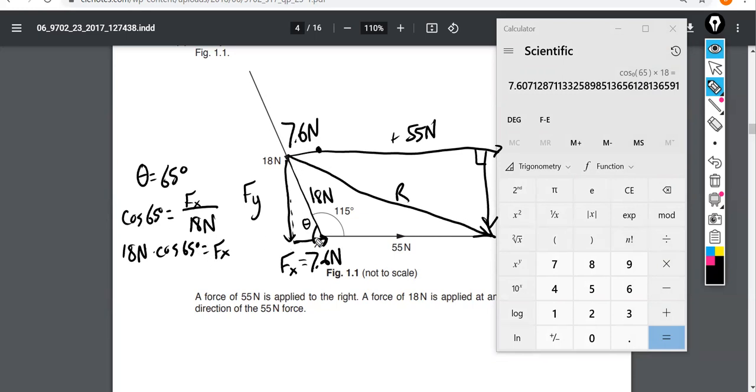The down, the y component of force, is opposite this angle theta. The hypotenuse is still 18. And so here, to solve for this one, I could use the sine function. The sine of 65 degrees is opposite over hypotenuse. Right? And so this is the side opposite this angle theta for this triangle right here. So the y component of force is just 18 newtons times the sine of 65 degrees.